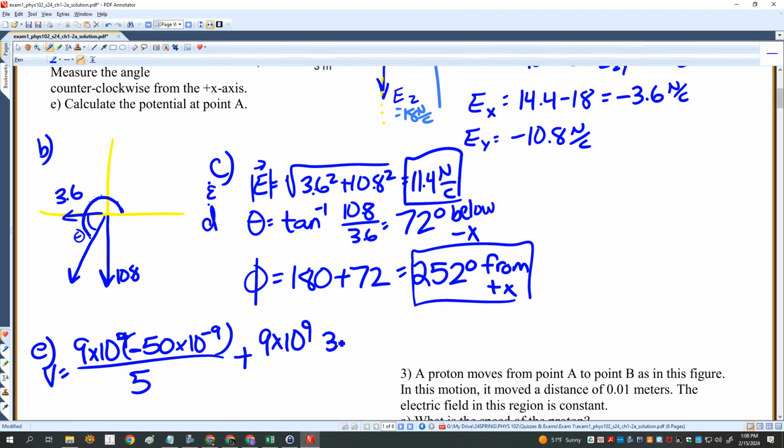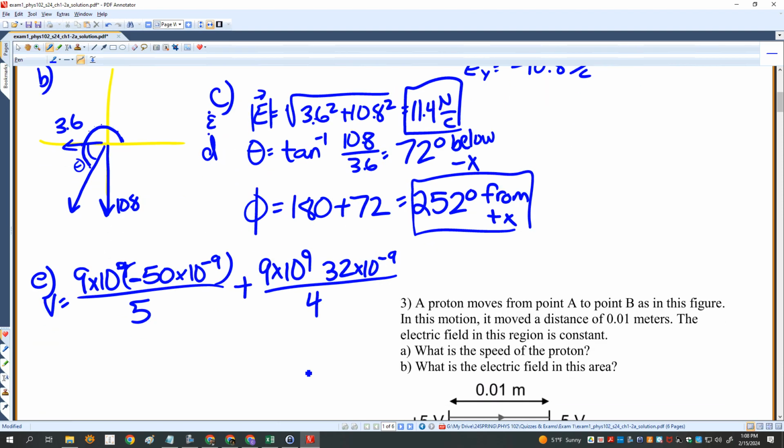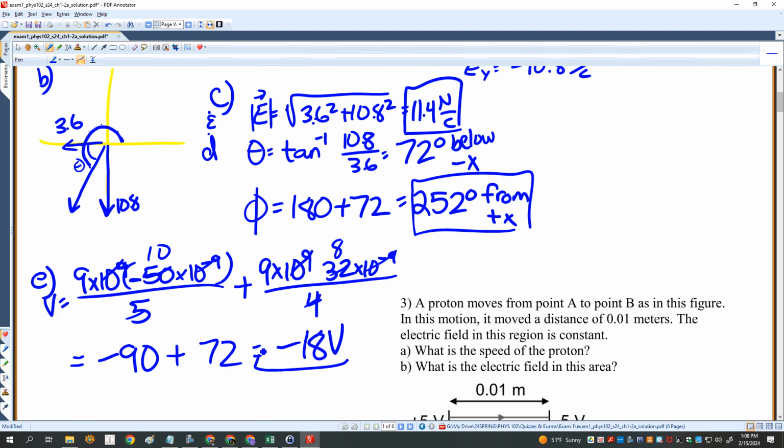It's kq over r, so this is my total potential, plus 9 times 10 to the ninth times, what was it, 32 times 10 to the minus 9, divided by the distance, which is 4 meters. So let's see, that cancels, 10 cancels, so it gives me negative 90 plus, what's 9 times 8, 72, is negative 18 volts. So that's the right answer, negative 18.